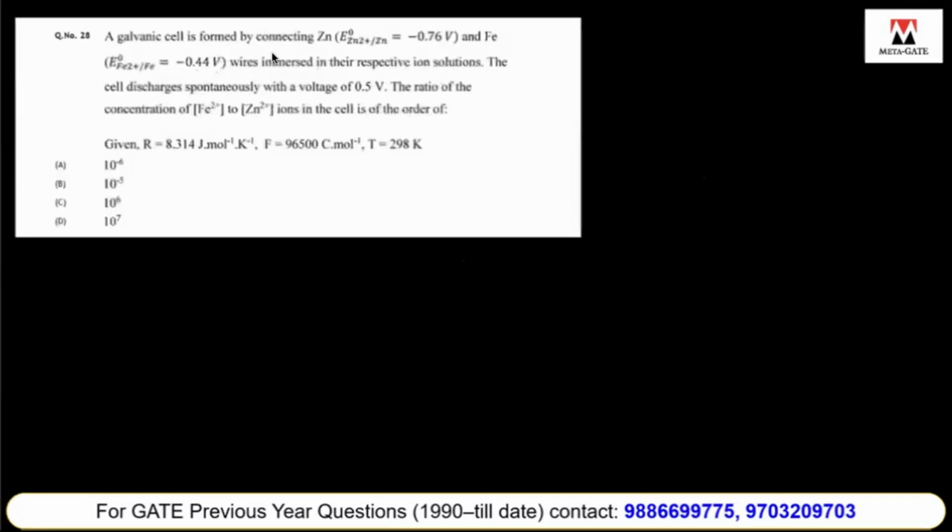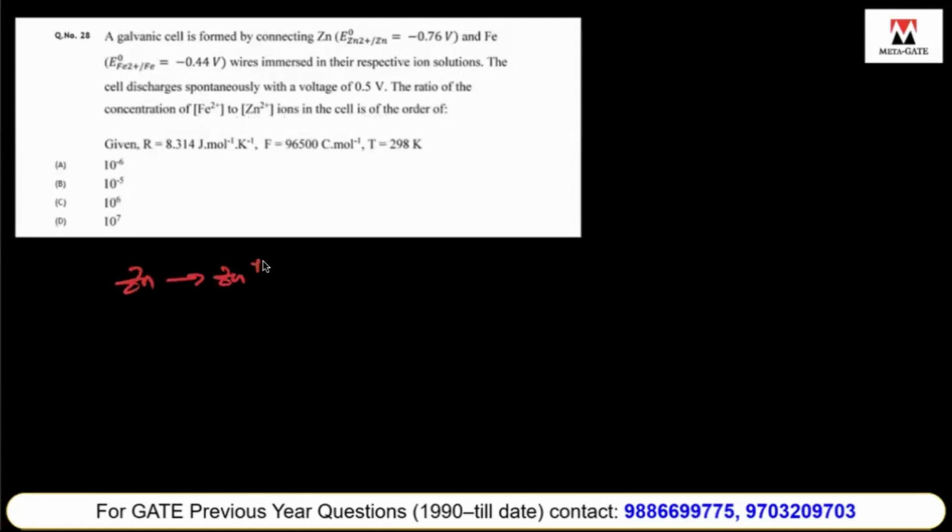The galvanic cell is formed by connecting zinc and iron wires immersed in their respective ionic solutions, and the reduction potentials are given. The cell discharges spontaneously with a voltage of 0.5. The ratio of concentration of Fe plus 2 to Zn plus 2 ions in the cell is of the order of.